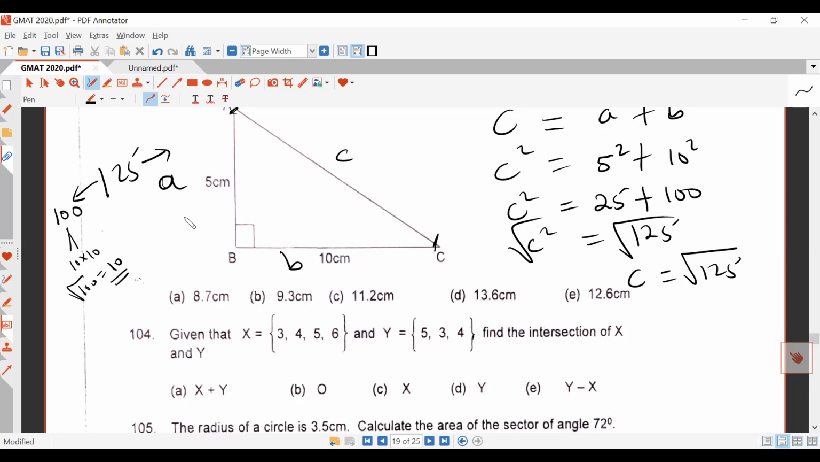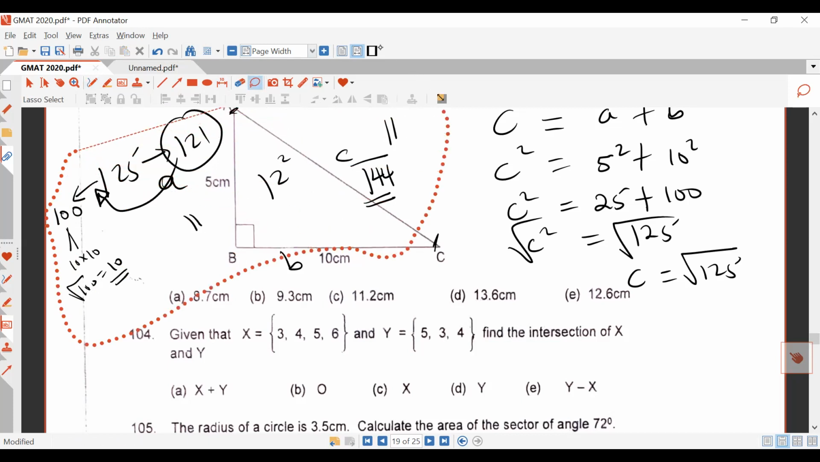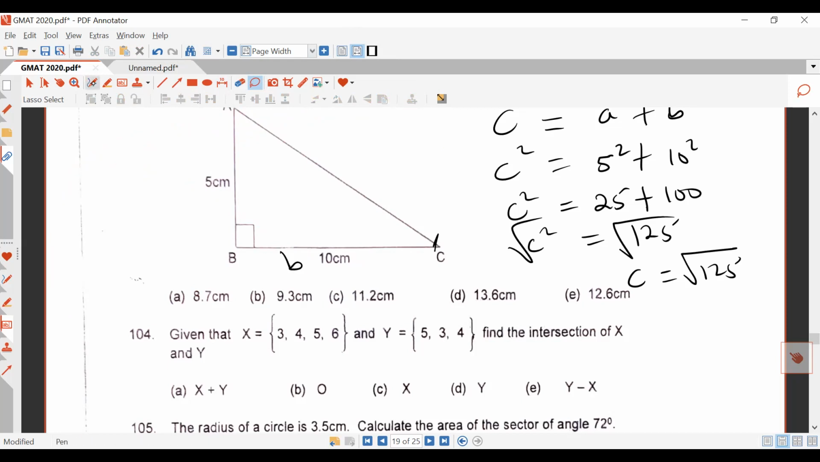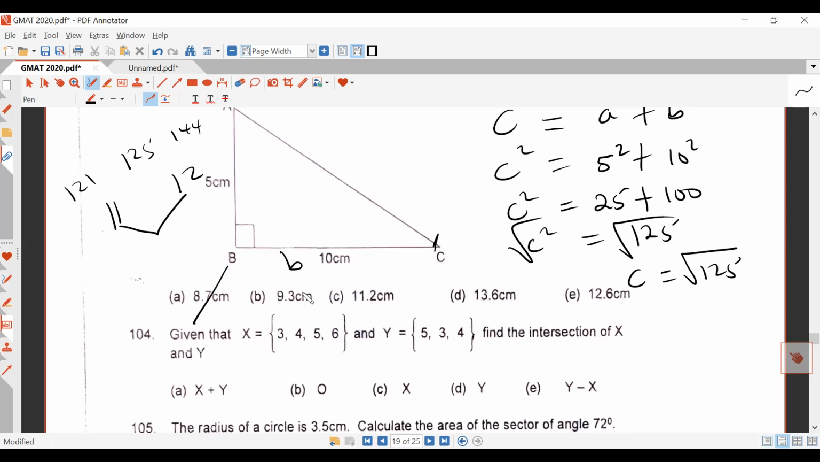Now, if you go to the other side, the square root of 121. 11 squared, what do you get? 121. Yes, that is correct. So this figure here is still less than 125. How about 12 squared? It is 144. So 125 is between 121 and 144. So our answer should be between 11 and 12. So the other options are out. You simply conclude, this is the answer.